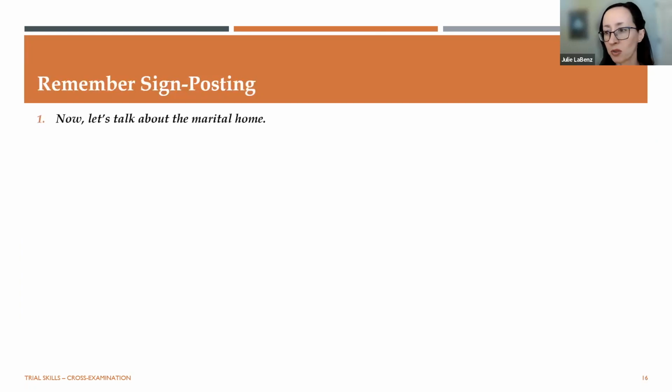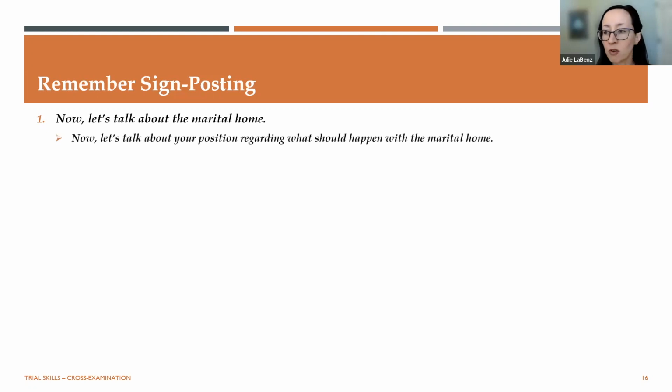So here are some examples of signposting. If you're in a divorce and you want to start asking questions about the marital home, you could say, "All right, well, now let's talk about the marital home," and then start asking your questions. If you want to be even more specific, you could say, "Now let's talk about your position regarding what should happen with the marital home," and then jump into your question.